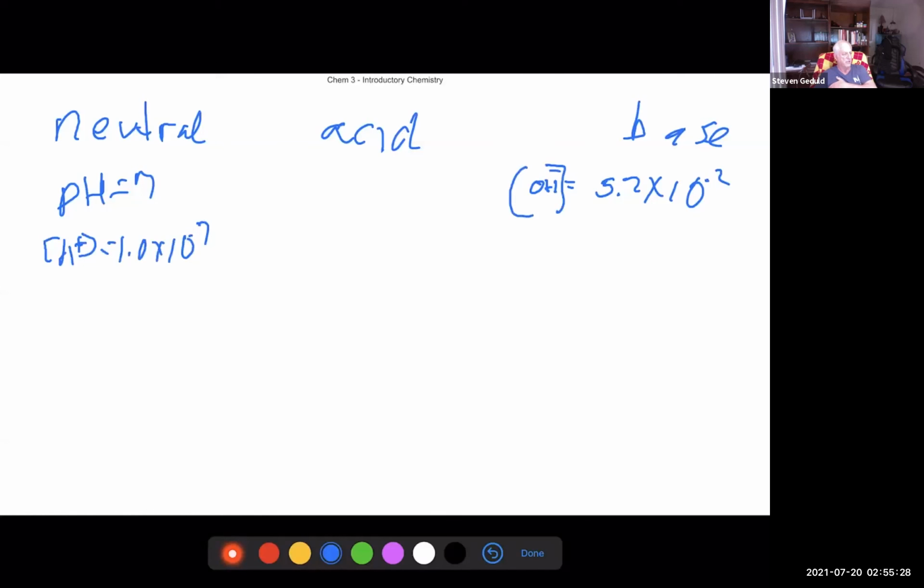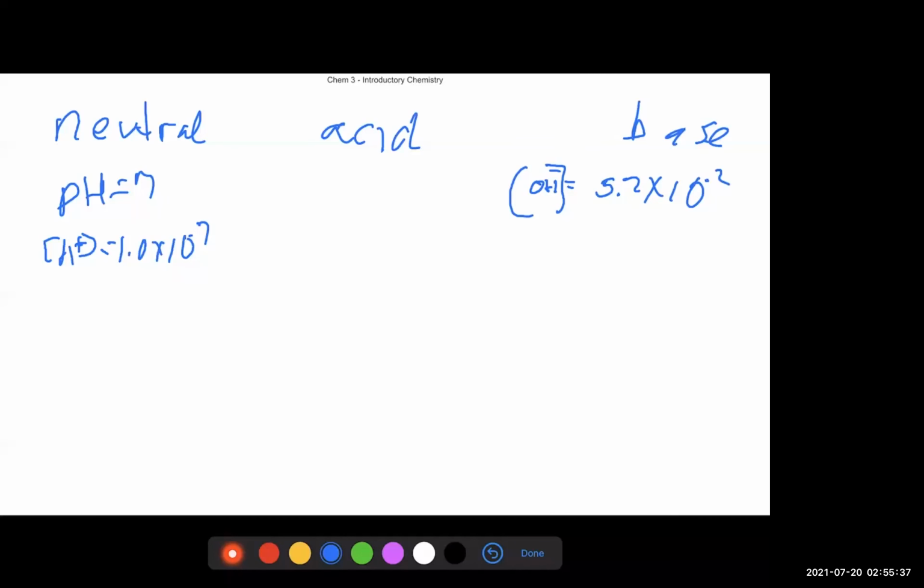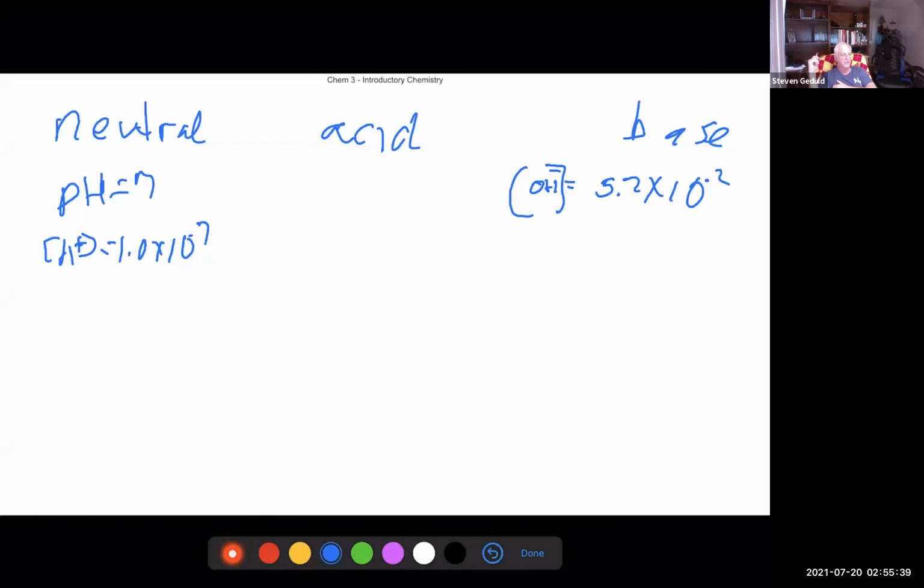Remember, if it's less than 10 to the negative 7, it's basic. Greater than 10 to the negative 7, it's acidic. 10 to the minus 7 is your neutral point. Remember, pH and the concentrations are exact opposites. They're negative logs. So the H plus concentration would be equal to 2.8 times 10 to the minus 10.